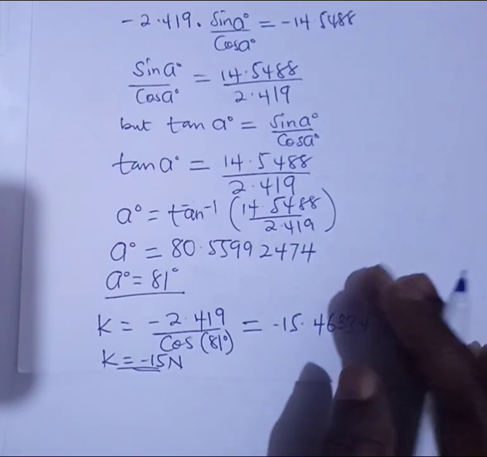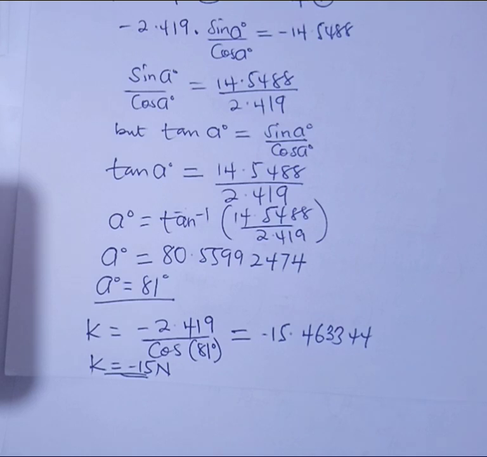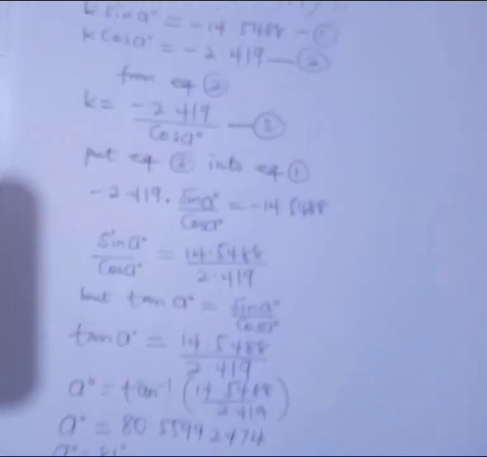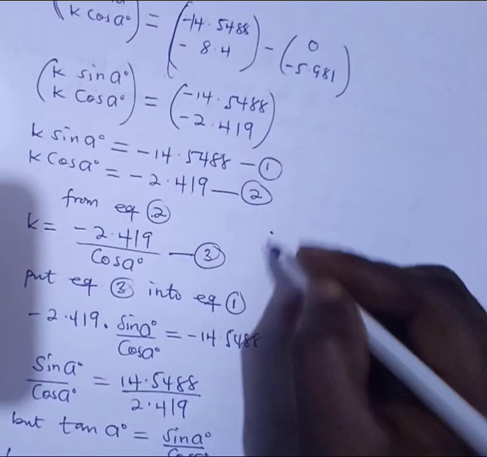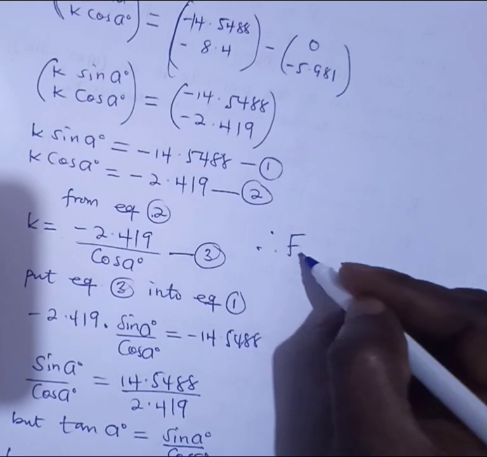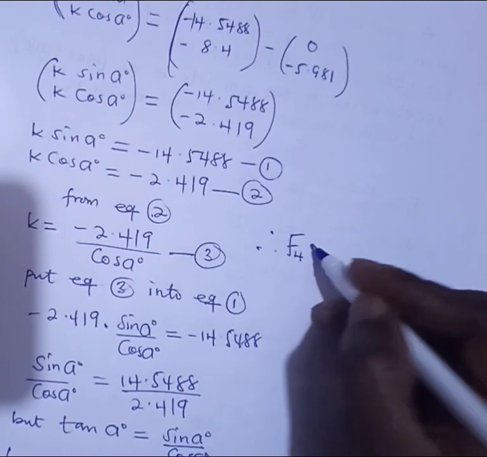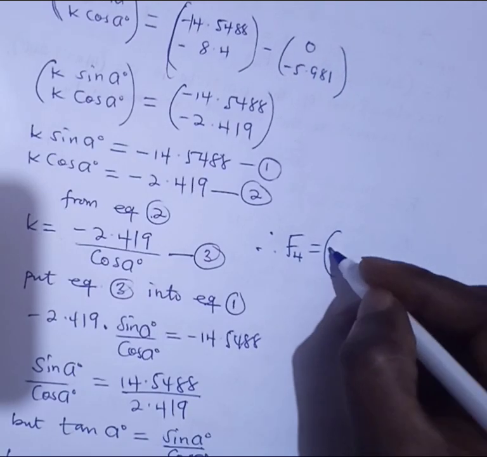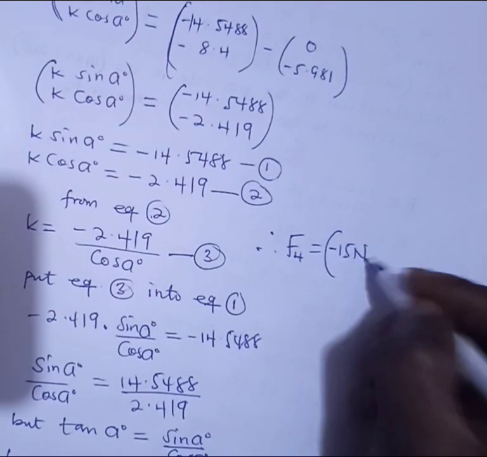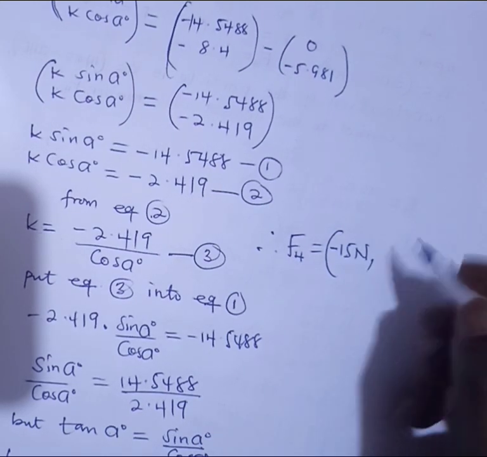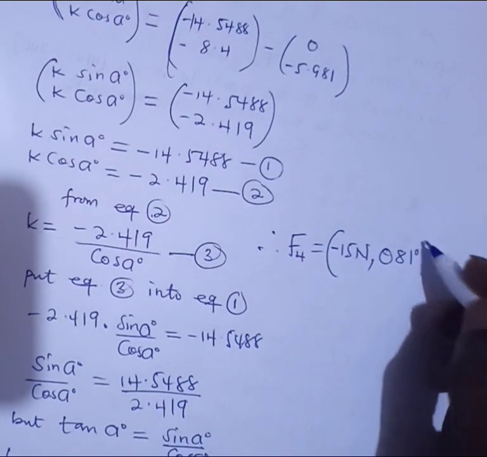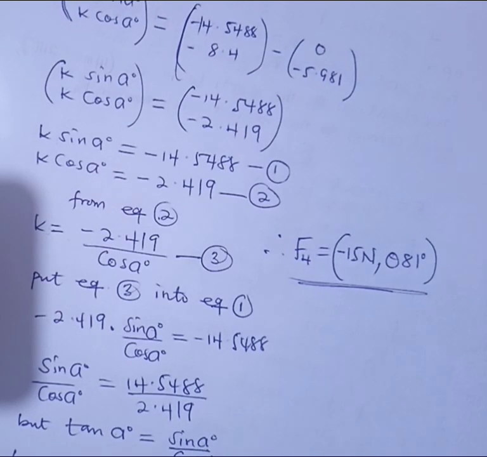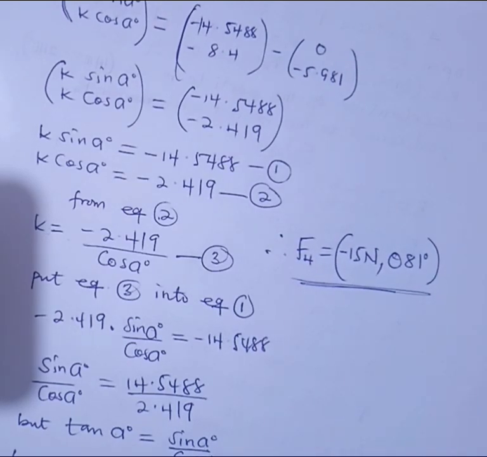Good. So once we have K as negative 15 Newton, we can then conclude that the force F4 is given by negative 15 Newton, and since we have 81, then we can write 081 degrees. So this gives us F4. So this answers the whole question. So see you next time.